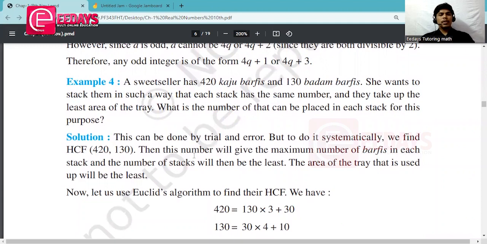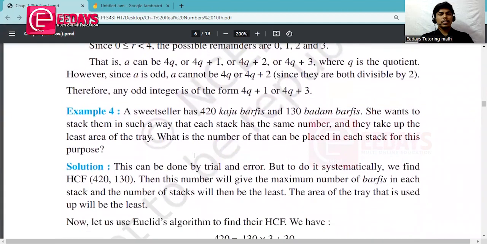Read the question. The fourth example: a sweet seller has 420 kaju burfis and 130 badam burfis. She wants to stack them in such a way that each stack has the same number, and they take up the least area of the tray. What is the number of burfis that can be placed in each stack? So there are some trays, and in those trays you can fill an equal number of kaju burfis and badam burfis. Like if you take 4 kaju burfis, you can take 4 badam burfis too, the same number. Similarly, how many stacks will you get, and what is the number in each stack? How can you solve this?